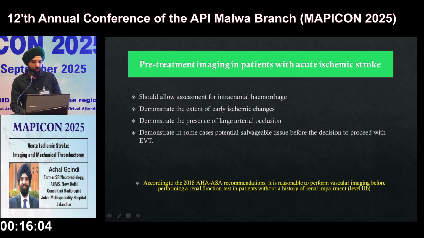According to the 2018 American Stroke Association recommendations, it is reasonable to perform vascular imaging before obtaining a renal function test in patients without a history of renal impairment. So they say that if the patient's RFT has not been done, whether contrast should be given or not should not be a delay in emergency situations like that of an ischemic stroke. If the patient has had no prior history of renal dysfunction and has presented with stroke-like features, immediate vascular imaging should and must be done in all these cases.